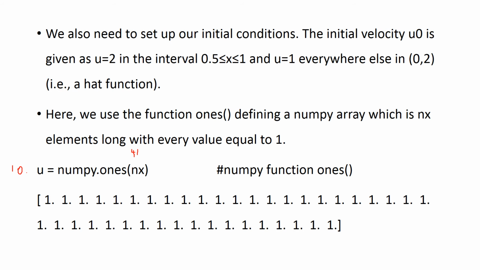So you can just type u is equal to numpy.ones(nx). So what is nx here? The value of nx is 41. So you can see here all the 41 grid points now will have the value of 1.